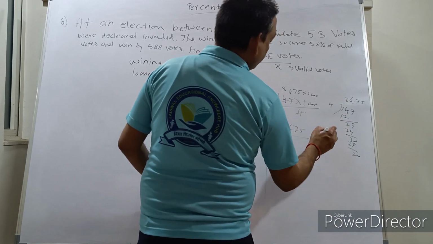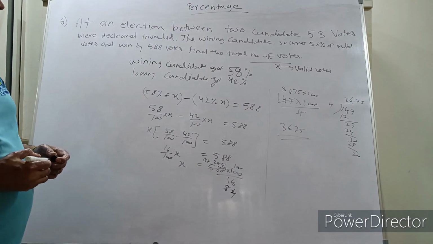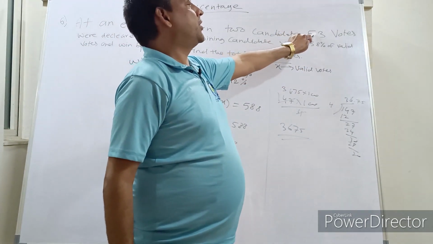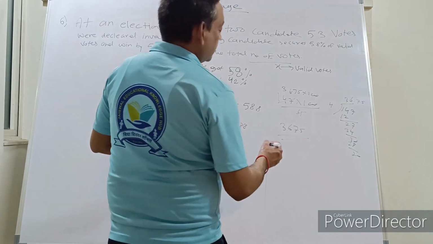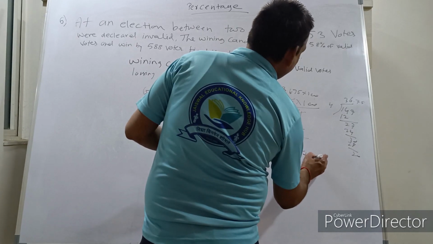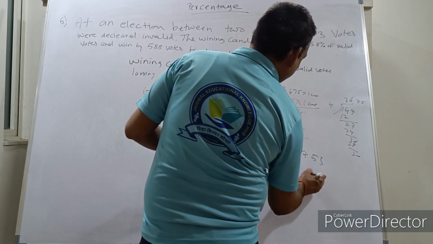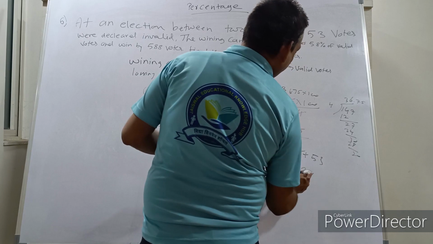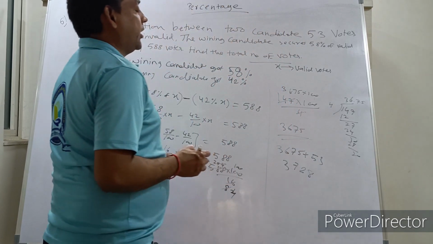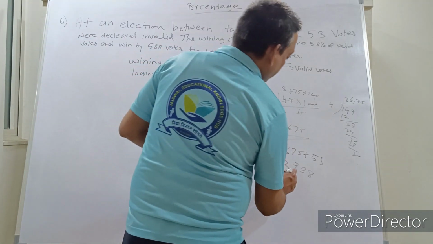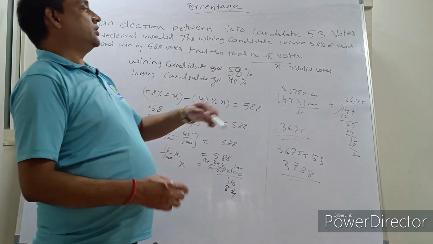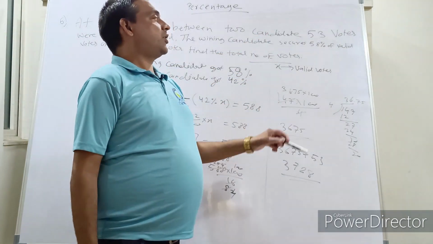So 3675 is the total number of valid votes, and there are 53 votes that are invalid. So 3675 plus 53, that is 5 plus 3 is 8, 7 plus 5 is 12, carry 1, 6 plus 1 is 7, so 3728. This is the number of voters who voted. Okay, out of that 53 are invalid and 3675 are valid votes.